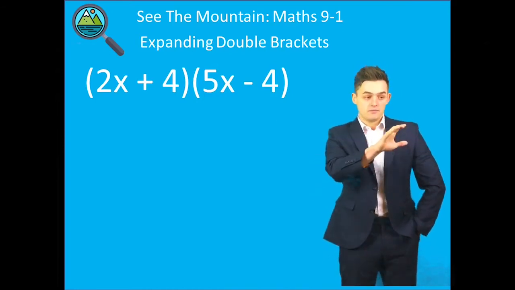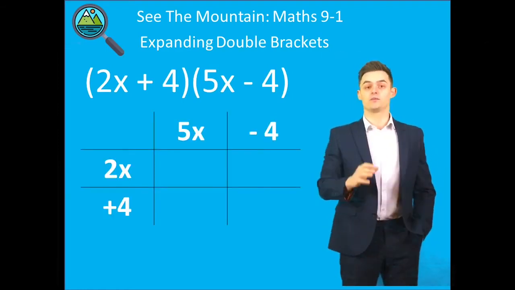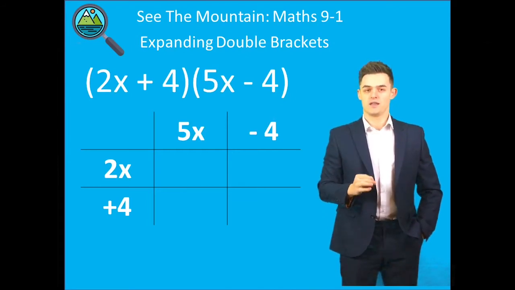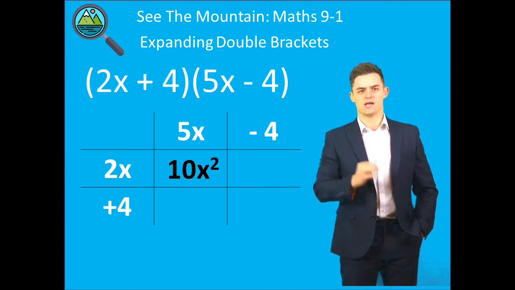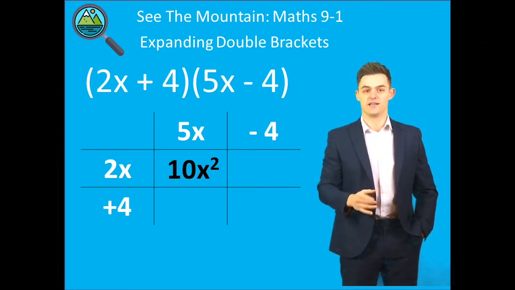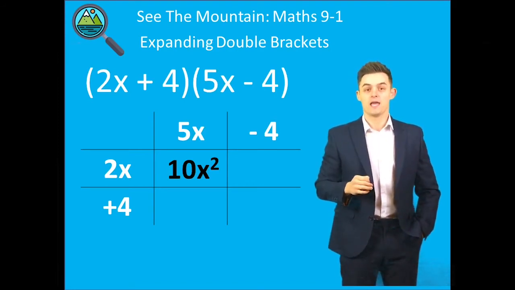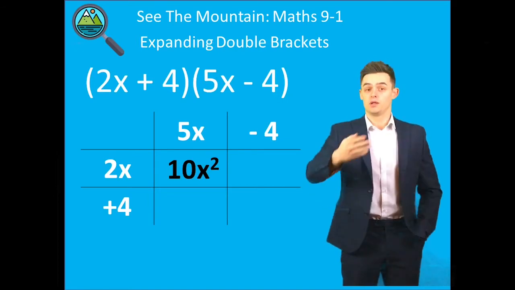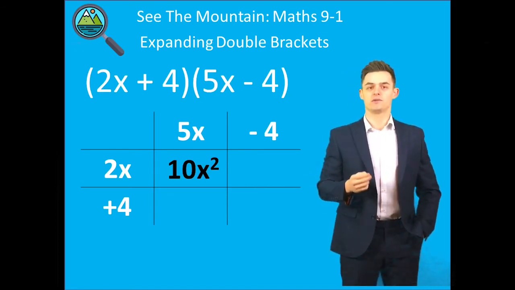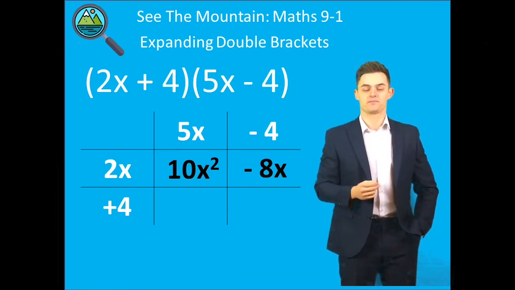Okay, so laying it out as a grid, the first thing we do is multiply 2x by 5x. That gives us 10x squared. So remember, we've multiplied the 2 and the 5 there. We've also multiplied the x's there, so 10x squared. Then the next one, we're going to do 2x multiplied by the minus 4. Now that's going to give us minus 8x.